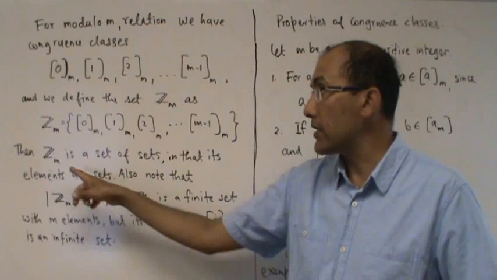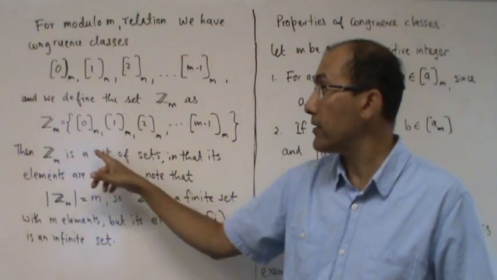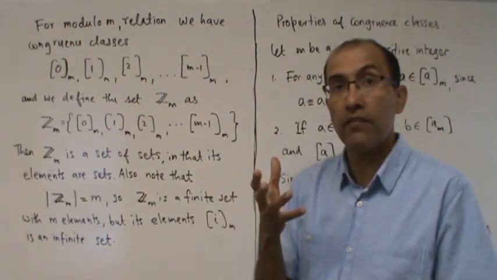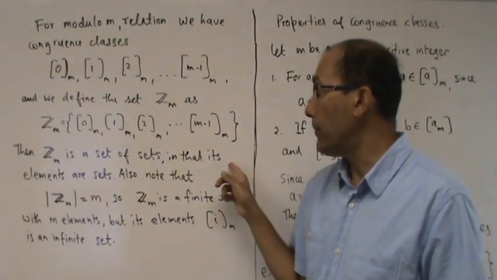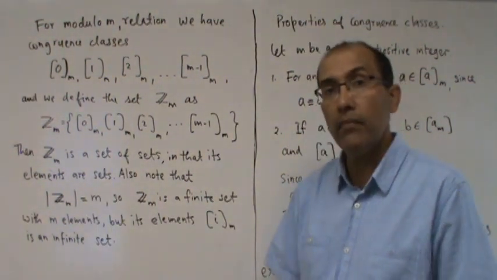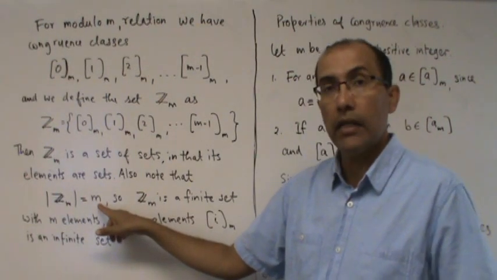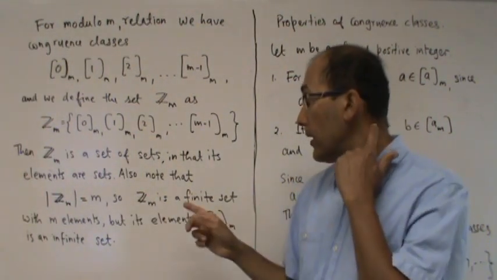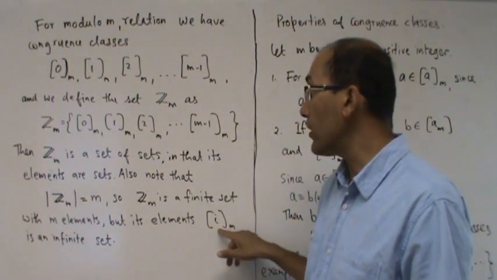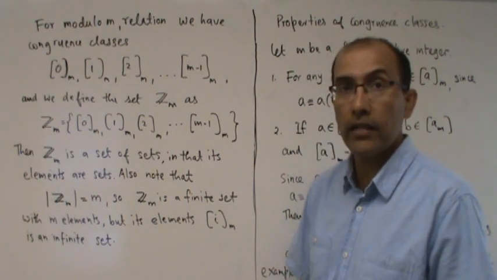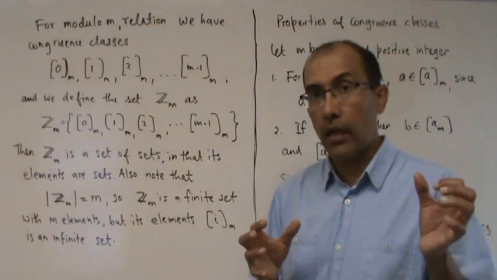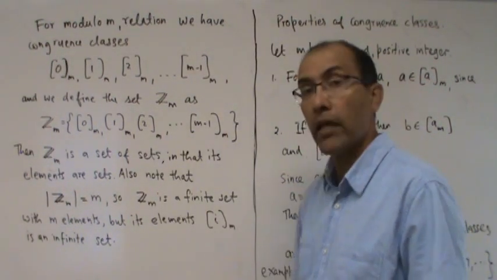You will notice that this set that we just defined is a set of sets, because in this set each element itself is a set. The cardinality of the set Zm is m because it has only m elements, so it's a finite set with m elements, but each of the congruence classes is an infinite set, because in a congruence class you will have an infinite number of integers which are connected to that integer.